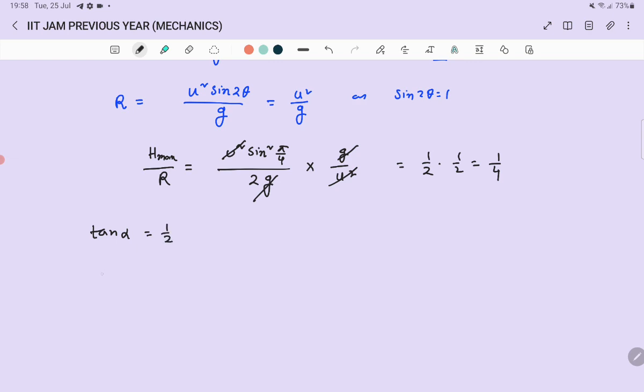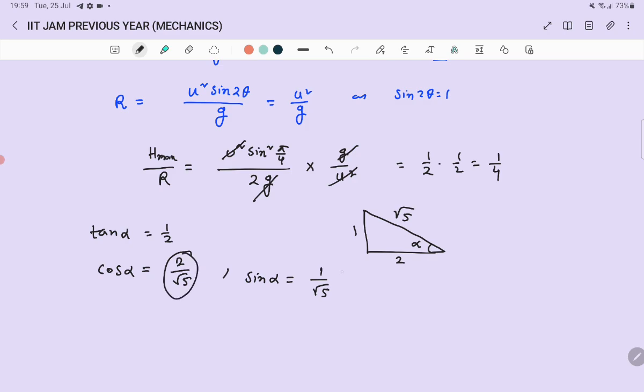So what will be sin alpha? Tan alpha is half means if you draw this triangle, if this is alpha, this is 1, this is 2, and that will be root 5. So your cos alpha will be 2 by root 5, and your sin alpha will be 1 by root 5. Okay, so you have to just substitute cos alpha and sin alpha.